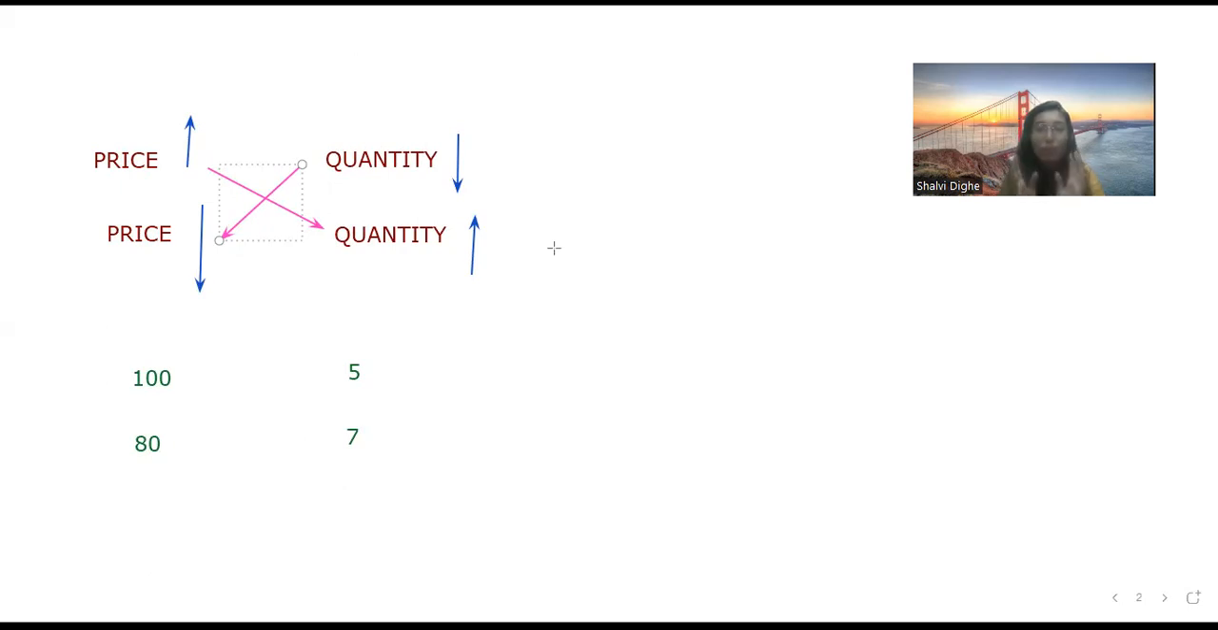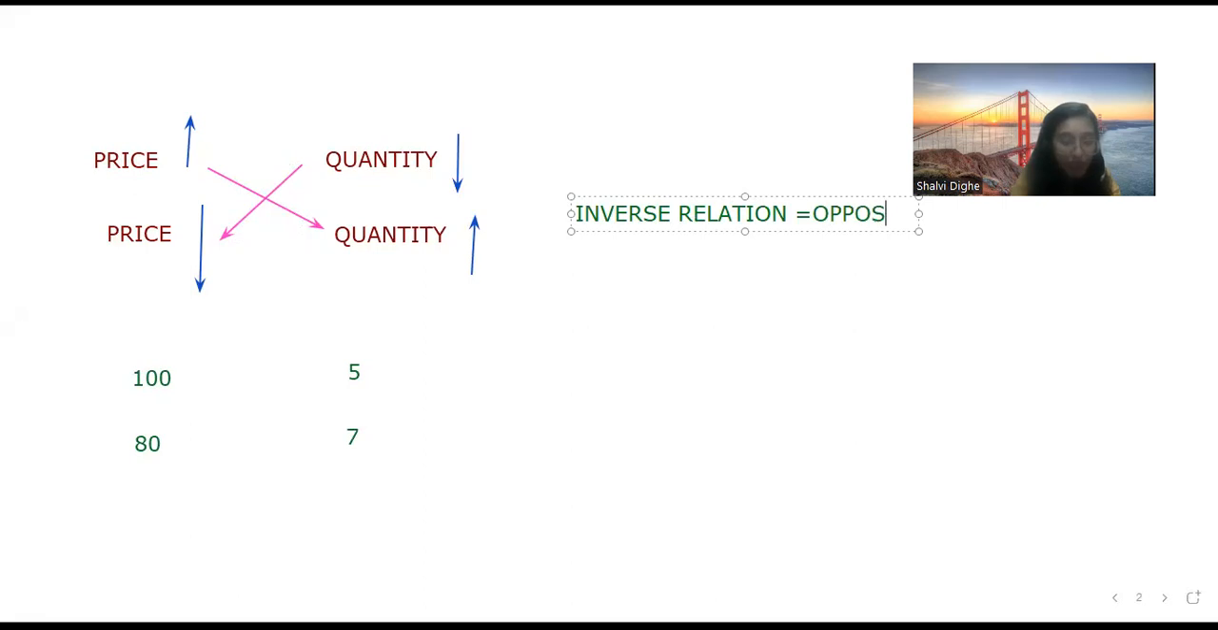They work in an opposite position. They do not work in the same position. So price and quantity both will never go up, nor the price and quantity both will go down at the same time. So that is called as an inverse relation, which means, students, inverse relation means opposite relation, which I'll just write here for you. Opposite relation.